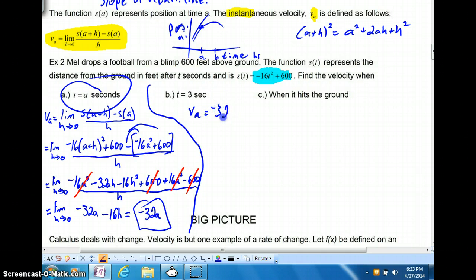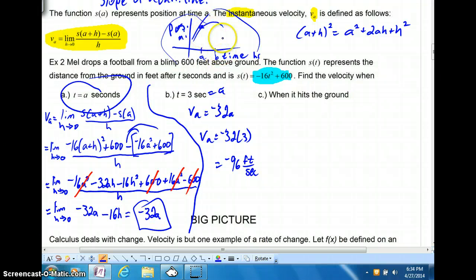Now for part B, very quickly, that's what a is. A is 3. So negative 32 times 3, well, that's negative 96. Let's pay attention to units. Feet per second, just like I drew, look right above us in that picture of position. Right now it's feet per second. The slope of the tangent line is change in y over change in x. And at that particular instant, we'd have a negative 96 feet per second. The negative is indicating a downward direction, by the way.